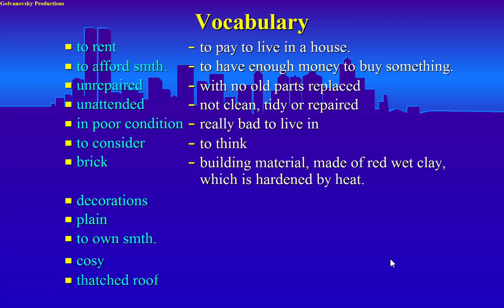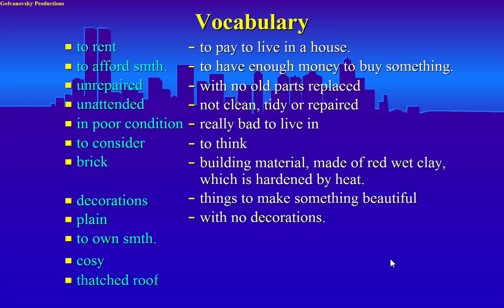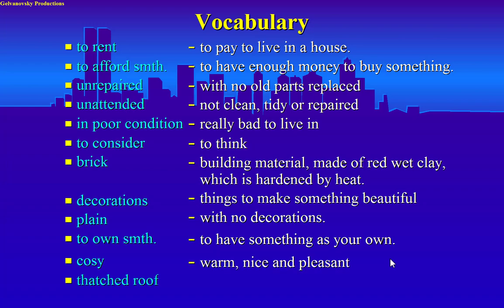Brick is building material made of red, wet clay, which is hardened by heat. Decorations. Decorations are things to make something beautiful. Plain means with no decorations. To own something, to have something as your own. Cozy is warm, nice and pleasant. And finally, thatched roof. This is roof covered with straw or other grass.